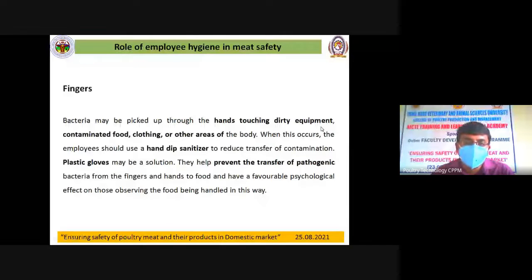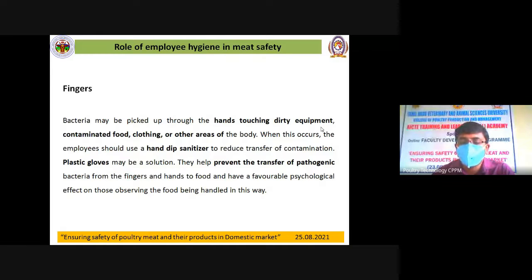And the next one is the fingers. Bacteria may be picked up when the hand touches dirty equipment, contaminated food, clothing, or other areas of the body. So your hand will get contaminated by touching dirty places on the equipment, an unclean environment, or contaminated food or clothing. When this occurs, the employees should be aware.